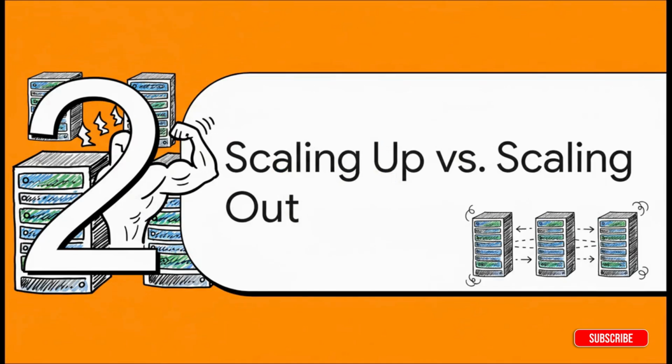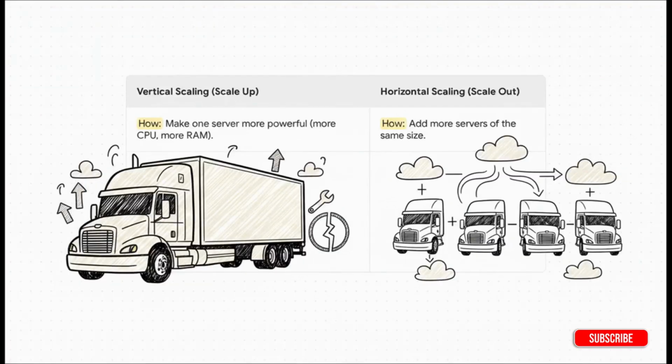So to solve this whole overwhelmed server problem, engineers basically have two main choices. You can either make your one server way more powerful, or you can just add more servers to your fleet. Think of vertical scaling like this. You're replacing your regular delivery truck with a massive semi-truck. It's simpler, sure, but eventually you're going to hit the biggest truck size possible.